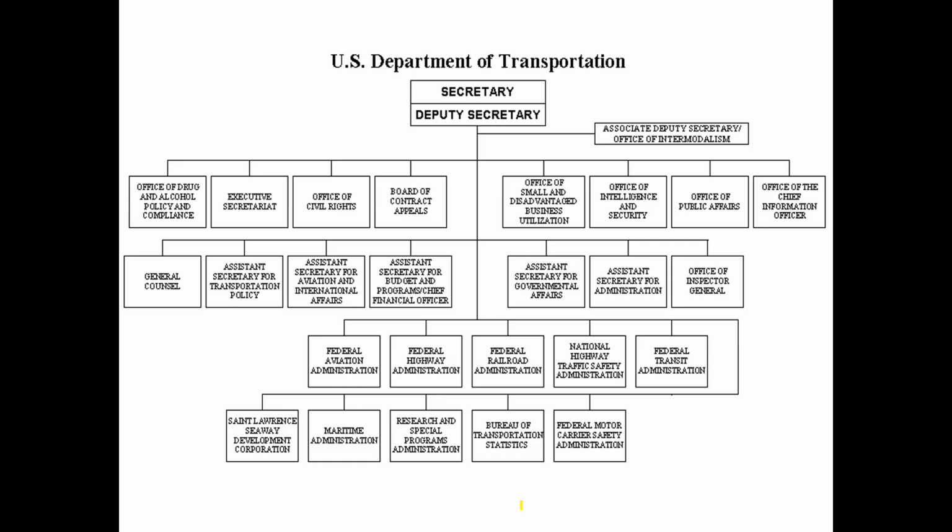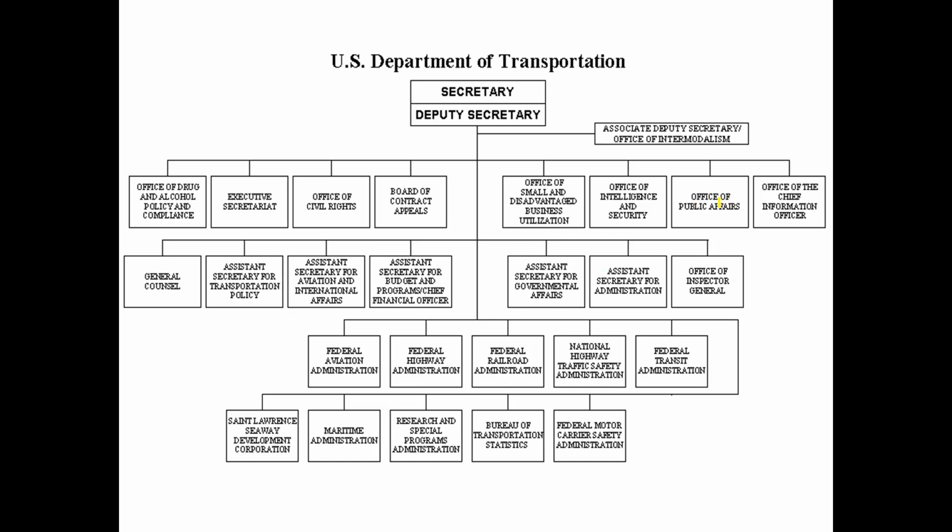So let's look at some org charts here. This is the U.S. Department of Transportation. And as you look through these upper level offices up here, these all have executive this, assistant secretary for that, and office of this or that.